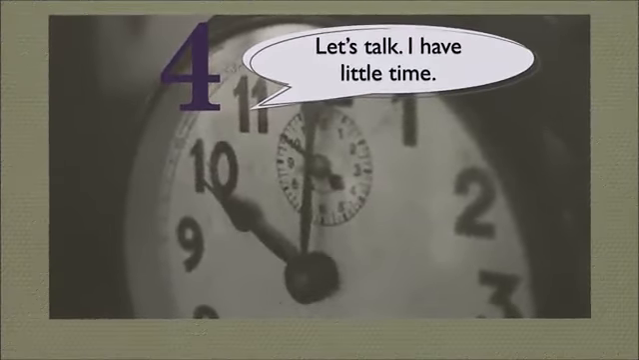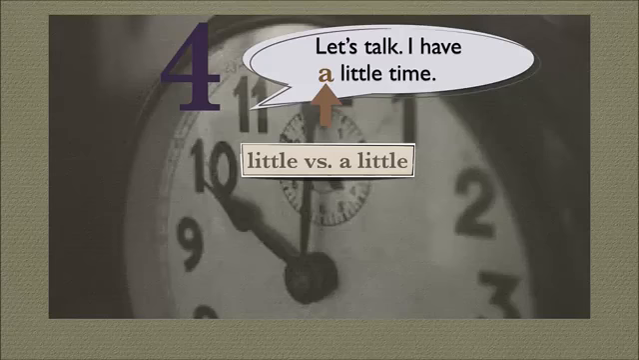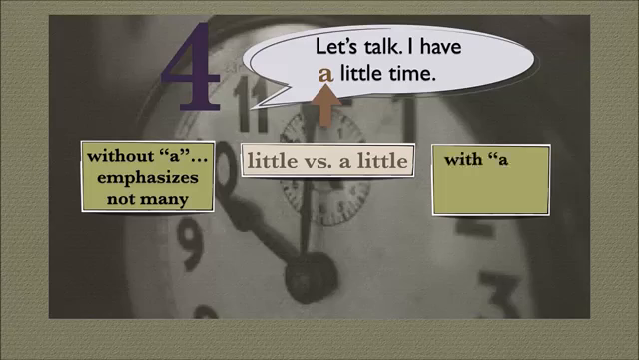Now let's talk about the last type of common mistake. Here's a statement. Let's talk. I have little time. This statement doesn't make sense. You would need to say, let's talk, I have a little time, because there's a huge difference between using little and a little. And remember, these words are used with non-count nouns. Okay, so without a, this statement emphasizes not many. Whereas with a, the statement emphasizes having some.